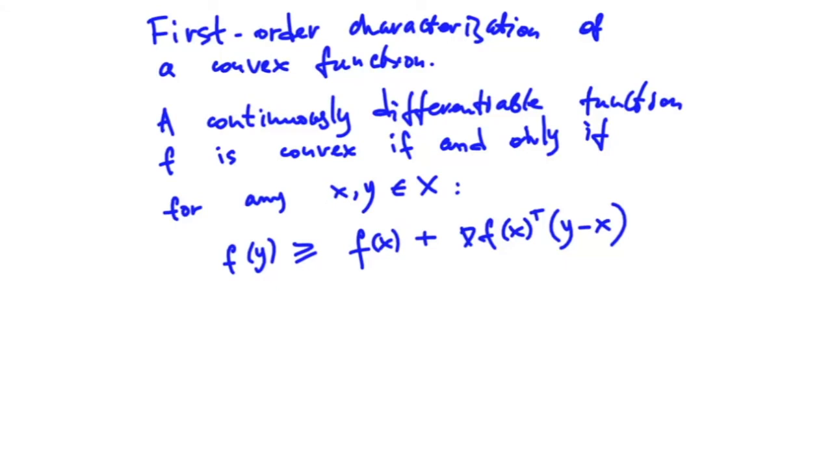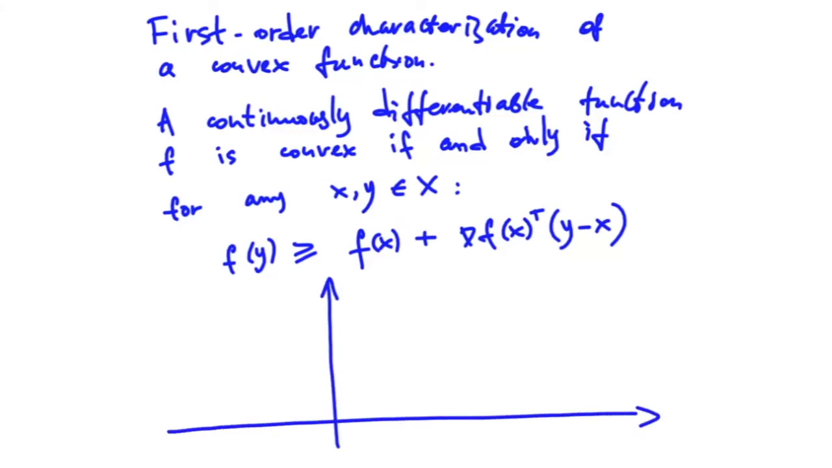A continuously differentiable function f is convex over the convex set X if and only if for any x and y from X we have the following inequality. So we have f of y is greater than or equal to f of x plus the gradient of f of x transpose times y minus x. Okay, so let's look at what this means geometrically.